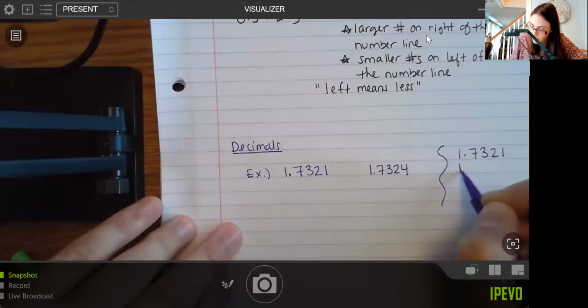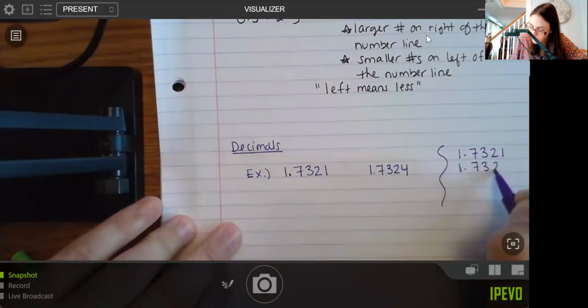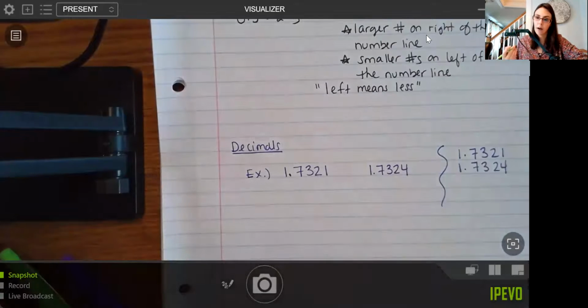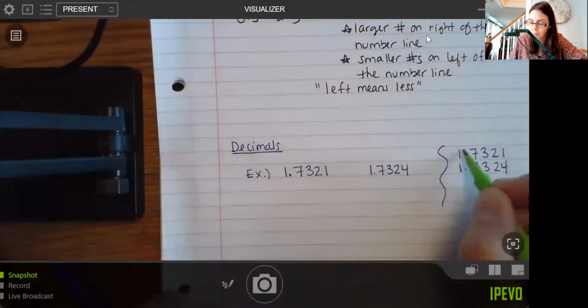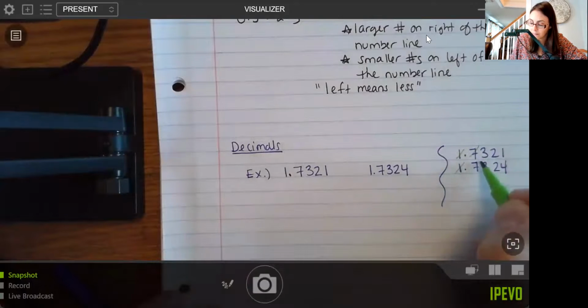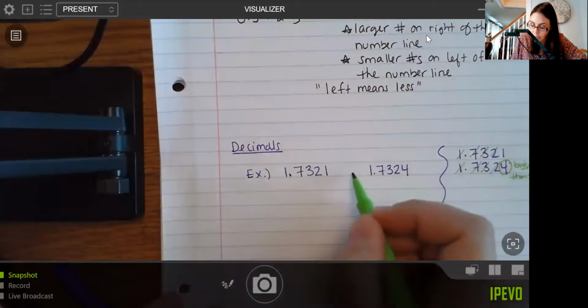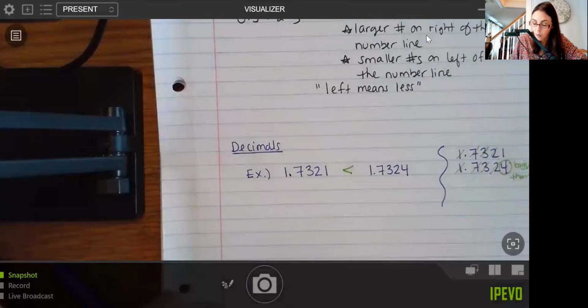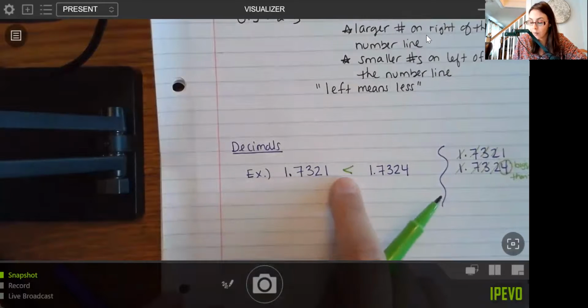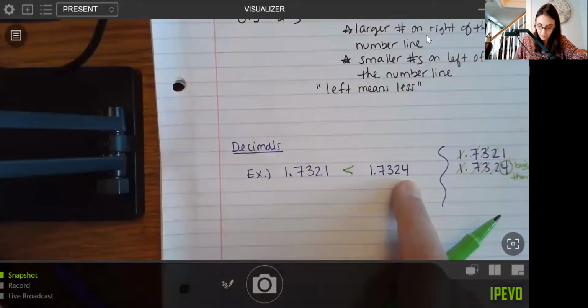And I would just write nice and big just so I can stay organized. And what you do is you just look column by column. So I'm looking for where they're different. So here, the 1s are the same. Here, the 7s are the same. Here, the 3s are the same. The 2s are the same. And then now I finally see a difference in the two numbers. And the 4 is definitely bigger than the 1. So that means this whole number is bigger than the other one. So 1.7321 is less than 1.7324.